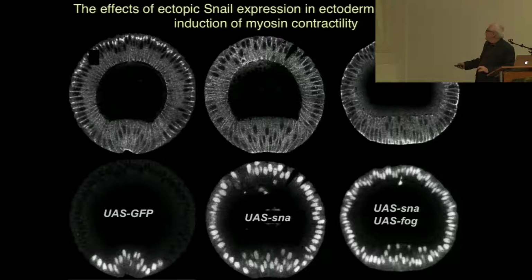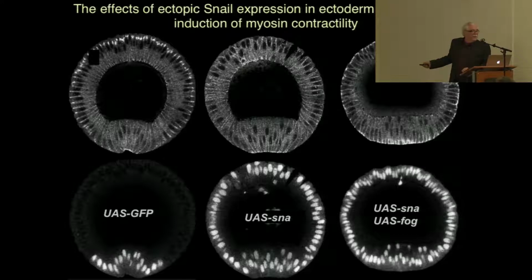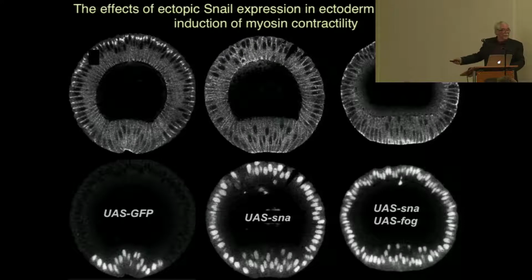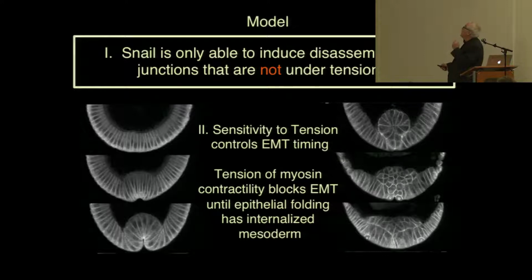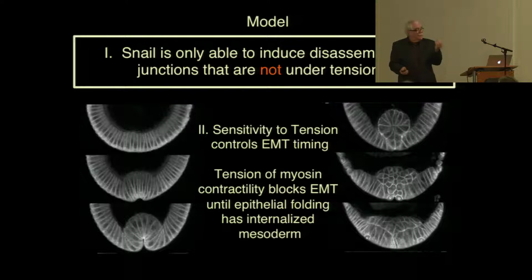And so now we have UAS snail driven everywhere, but also myosin contractility everywhere. And what you can see is this tension that's induced by the UAS rescues these junctions in the ectoderm. So for us, this is an argument that points to two things. One is that snail may only be able to induce disassembly of junctions that are not under tension. And I think that's structurally interesting. We'll talk a little bit about that in a second. But also, potentially this sensitivity to tension is what controls EMT timing. The embryo activates both these pathways, but one pathway physically or mechanically trumps the other.